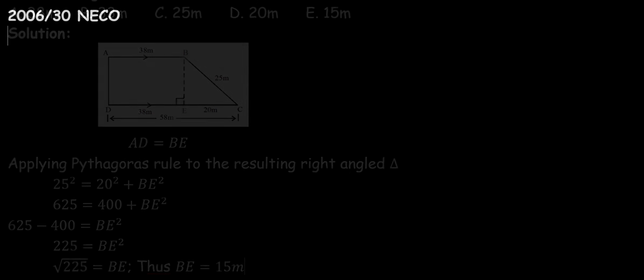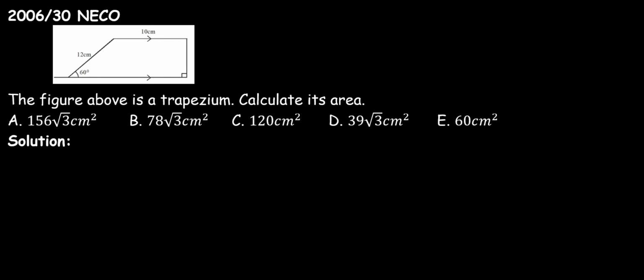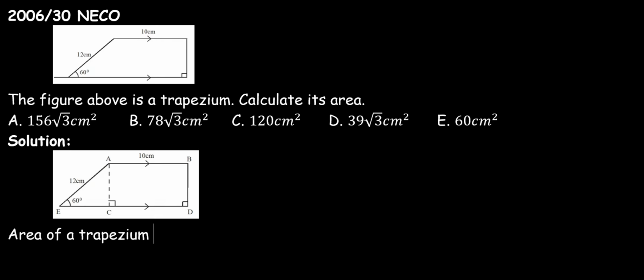Another example, 2006/30 NECO. A trapezium diagram is given below. The figure above is a trapezium. Calculate its area. The options are given. Solution. We can label our diagram as shown below. Area of a trapezium is equal to half the sum of the parallel sides times height.